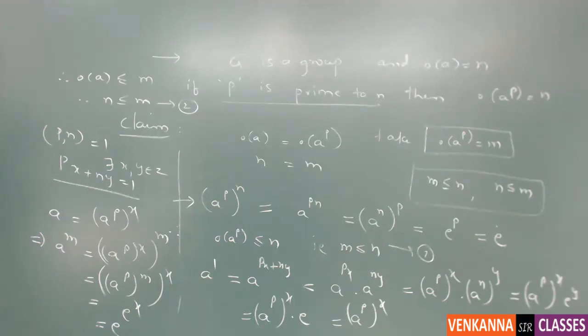Okay. Is it fine for you? If you understand the definition of order clearly, then this logic will be very familiar to you. Otherwise, you will get confused. How am I saying that m is less than or equal to n and n is less than or equal to m? Any questions for anybody? How I am writing these values?